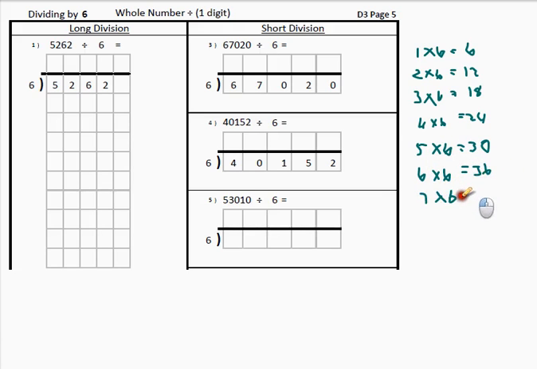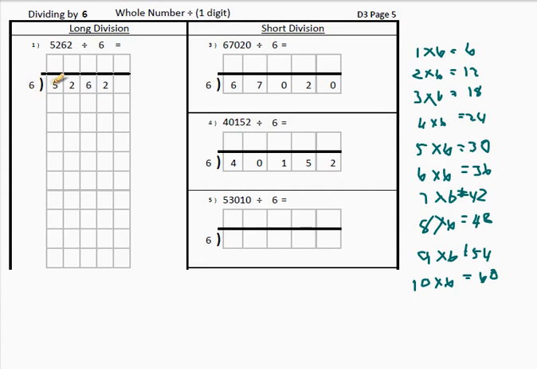7 times 6 is 42. 8 times 6 is 48. We add 6 every time. 9 times 6 is 54. And now you can just check 10 times 6. If I add 6, I get 60. If you end up there, you know you've done it all correct, although you didn't really need 10 times 6 there. Okay, let's use this now to do our long division here.